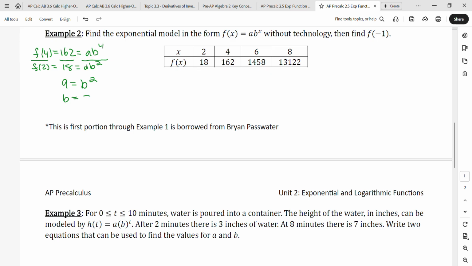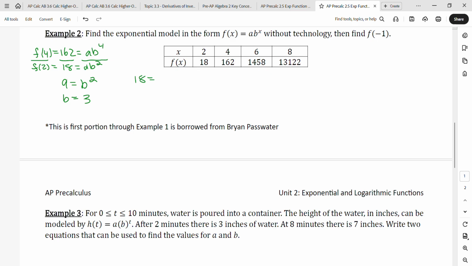B is 3, right? Square root of 9 is 3. In a scenario like this, I would not be considering positive or negative 3 because I know this is an exponential function. B cannot be negative. Well, if I know b is 3, I can figure out what a is.